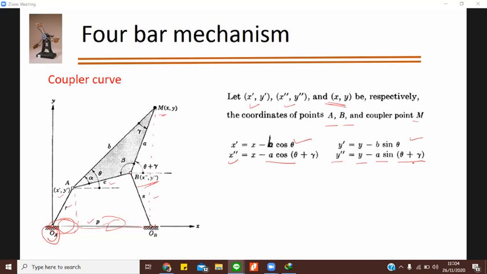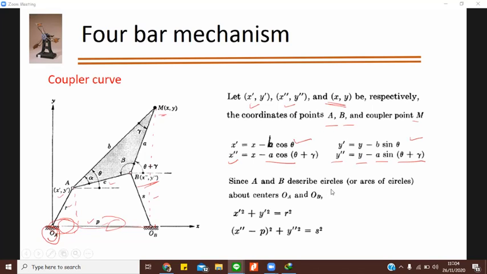Very simple, very simple geometric function. All you just have to use are trigonometric functions to find out all these things. And since A and B describe circles, or arcs of circles, even if A and B are not able to complete a full circle, at least they are making some arc of the circle, right? So those arcs or full circles will have the equation of a circle about centers OA and OB. So what will be those equations?